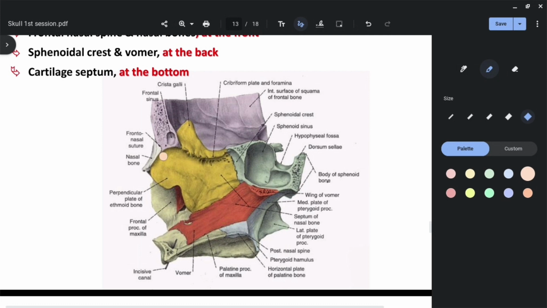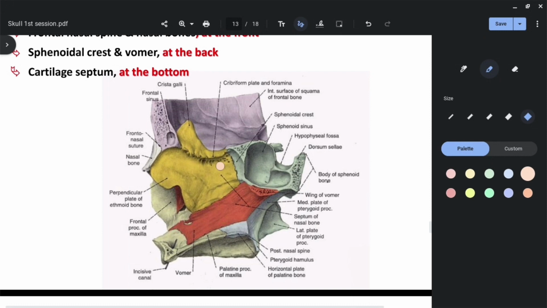Anteriorly it is attached to the nasal bone, and in front of it we have the frontal sinus. This portion is the frontal sinus. Posteriorly it is attached to the sphenoidal crest, and posterior to which we have the sphenoidal sinus, which we will study in a separate video.